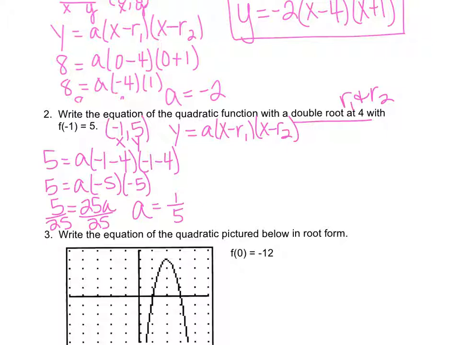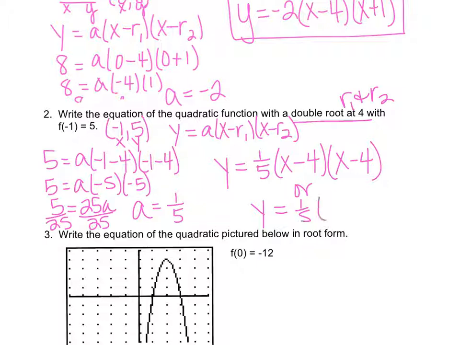So again, once we know a, we're going to plug it back into our root form without the x and y. So y equals a, which is 1/5. And then x minus R1, which is 4. And then x minus R2, which is also 4. So you could write it like that, but I'll also accept, since it's the same, x minus 4 squared. So either one, I'll accept both.